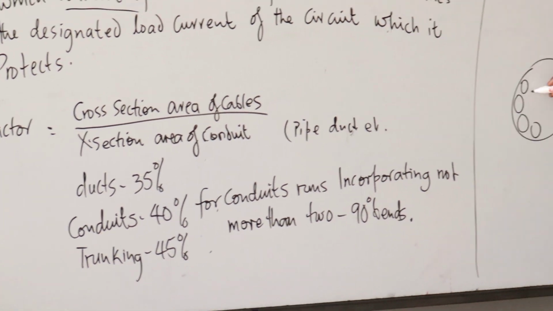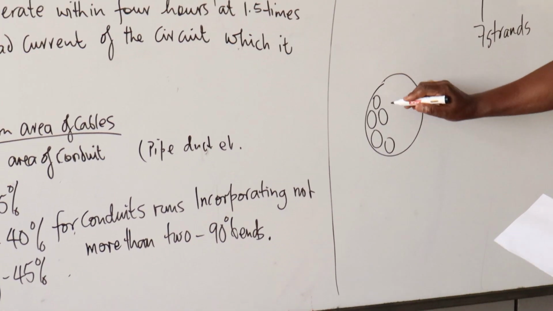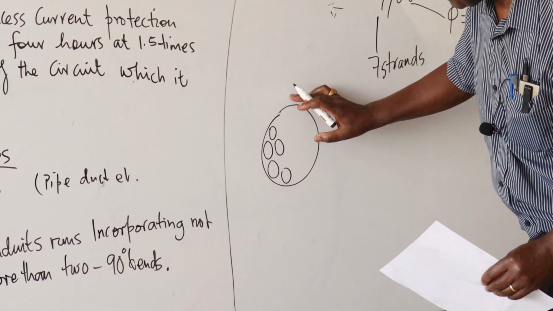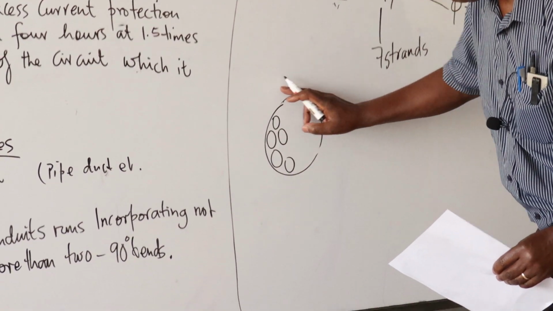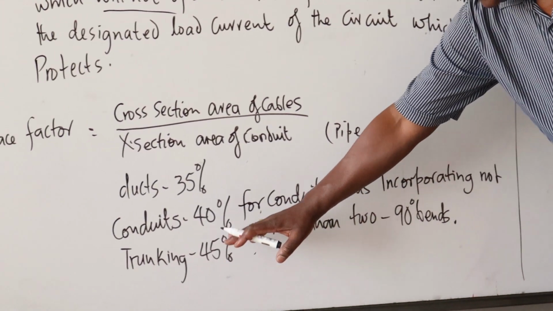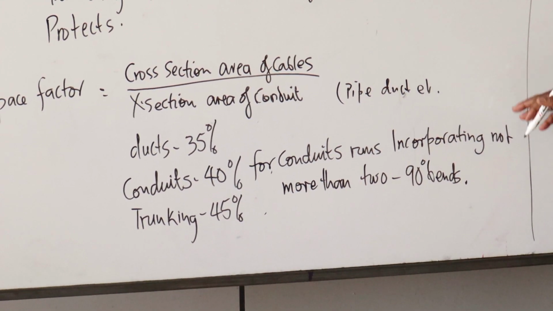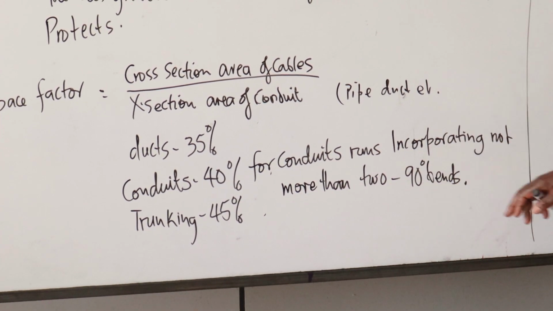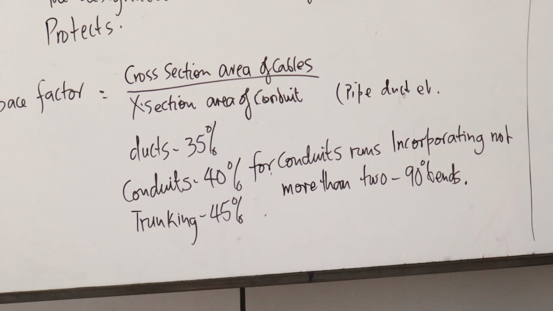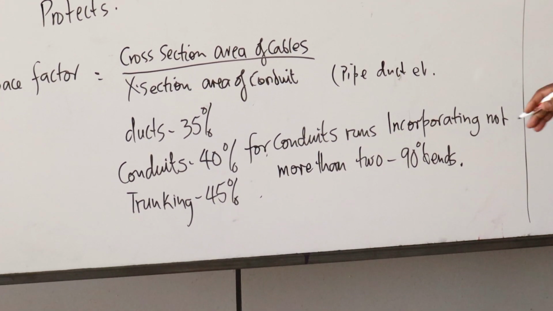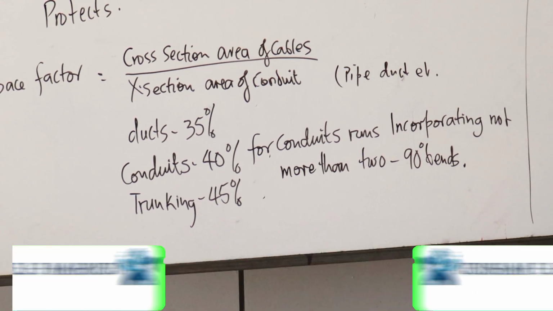In other words, the cross-sectional area occupied by these cables here should not be more than 40% of the cross-sectional area of your conduit. The 35 is for ducts, and for trunking it is 45. And of course, there is a condition such that there should not be more than two 90-degree bends in the runs. Remember, you have to pull in the cables. If there are more than that, you can damage your insulation.